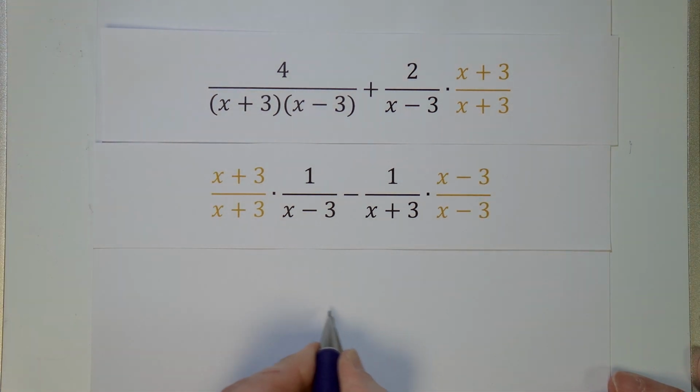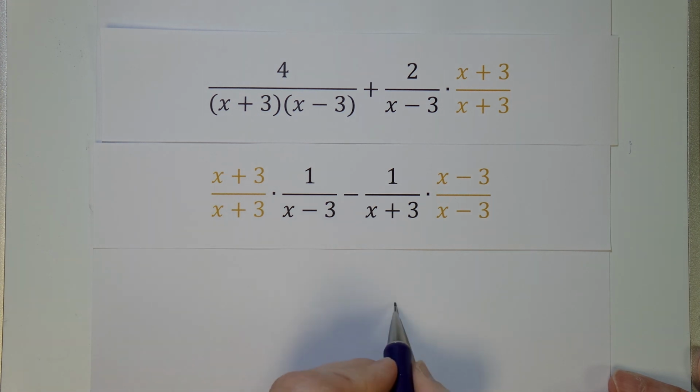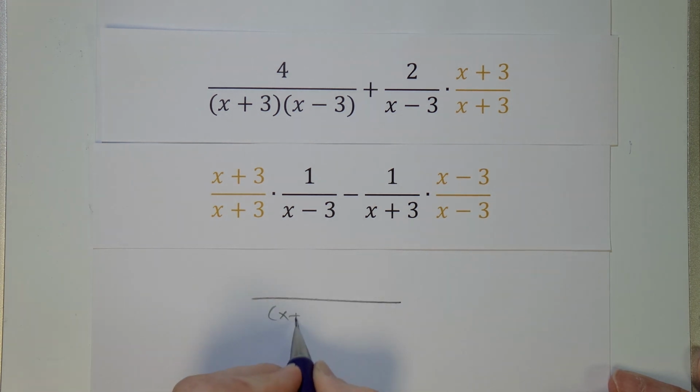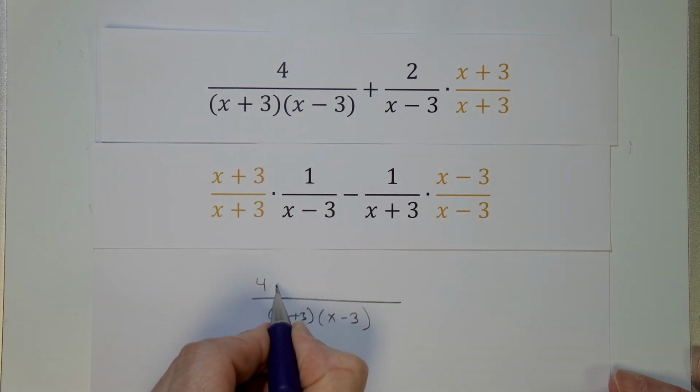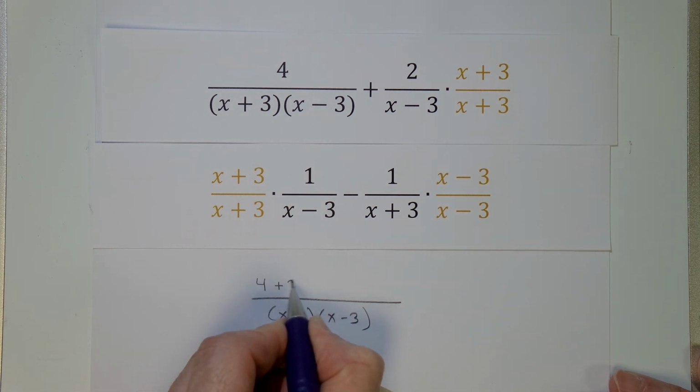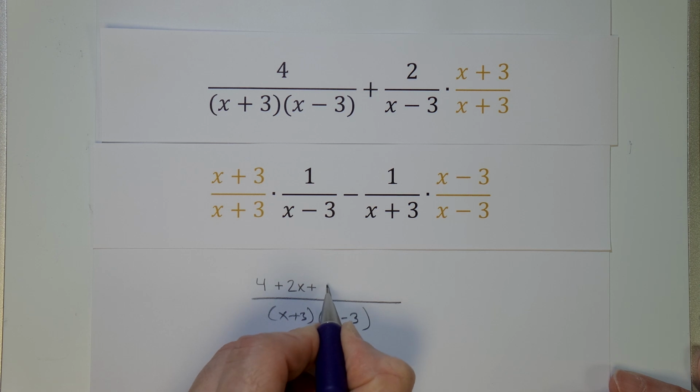In the numerator, we have the common denominator of x plus 3 times x minus 3. And in the numerator, I have 4 from the first fraction plus, and then I've got to distribute a positive 2 through x plus 3, so I get 2x plus 6.